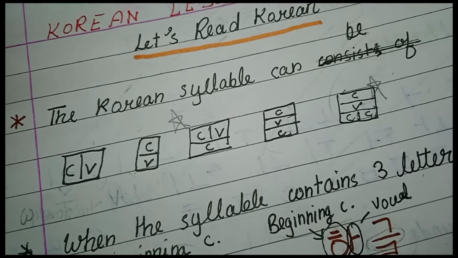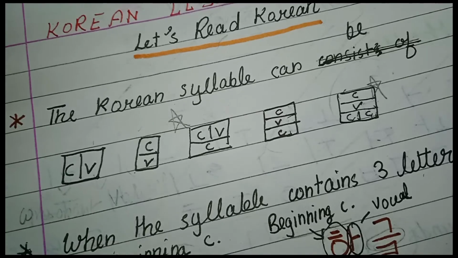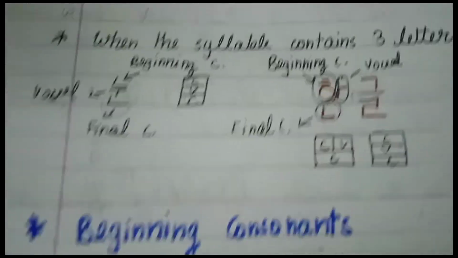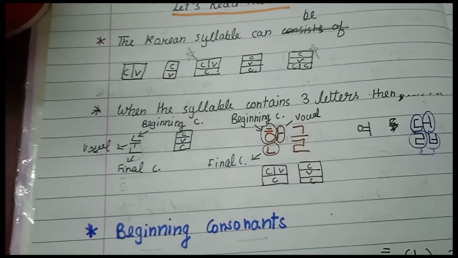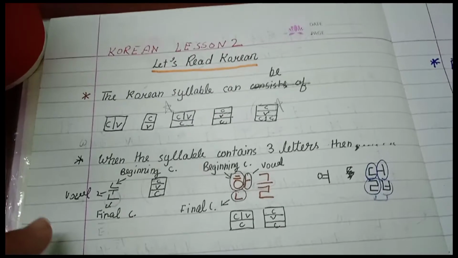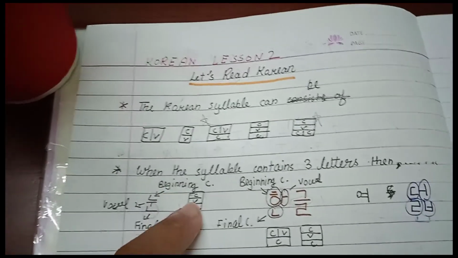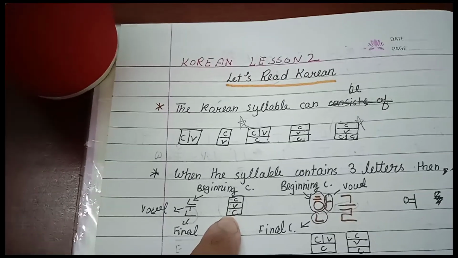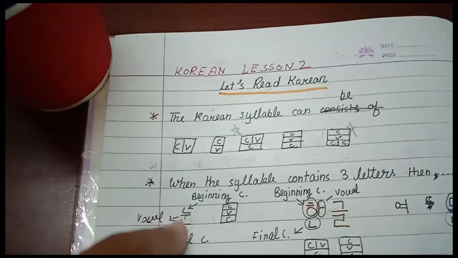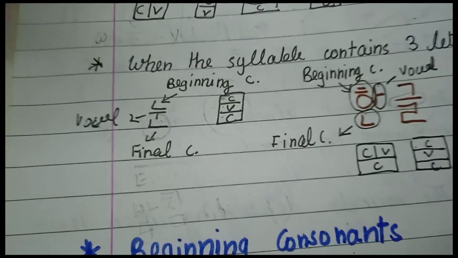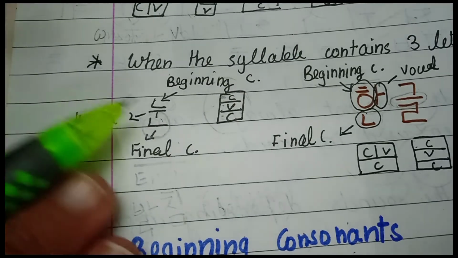So CVC has 3 letters, and CV has 2 letters. When the syllable contains 3 letters, it looks somehow like this. Don't look at the last one, that is not 3 letters, that is 4 letters. Here you can see this structure, C, V, C. An example of a word with this structure is given: noon.